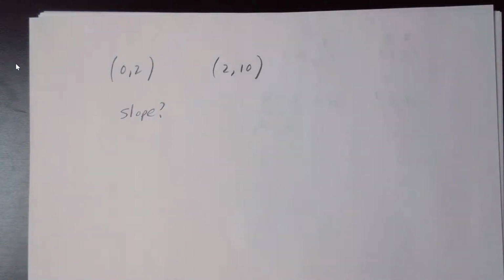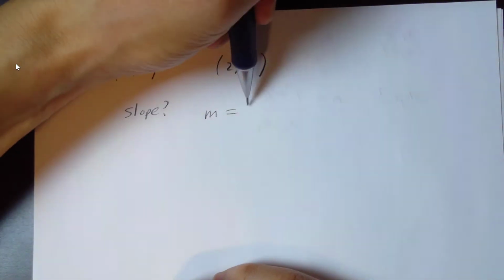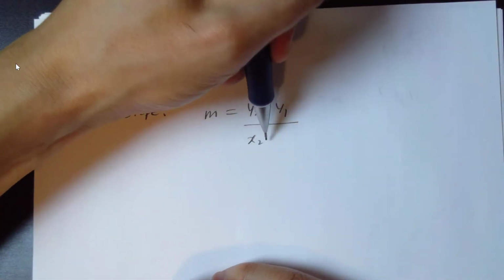Find the slope given these 2 points. To find the slope, we use the formula. Slope, or m, is equal to y2 minus y1 divided by x2 minus x1.